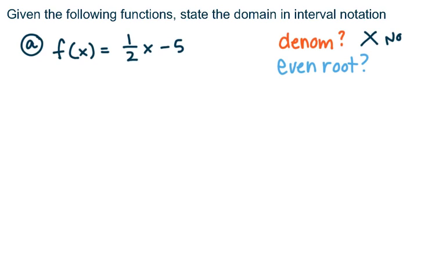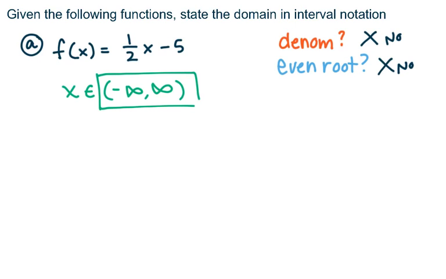And do we have an even indexed root or radical? Again, the answer is no. And we said if we answered no to both questions, that means the domain is all real numbers. We write that in interval notation and we say -infinity to +infinity. You may have seen an R symbol that looks like this in the past. That's okay if you know what that means, but I'm going to expect on every test, when you want to indicate all real numbers, that you use -infinity to +infinity.